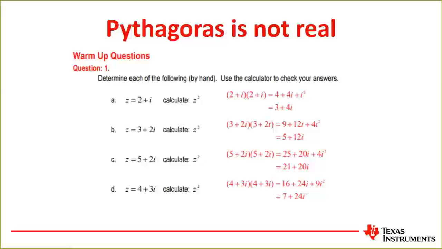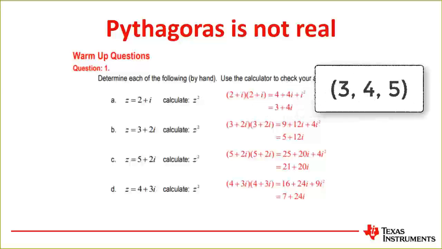At the start of this activity, students are asked to take 4 complex numbers, as you see there, and for each of them, they're asked to calculate z squared by hand, with the resulting work shown on the right-hand side in red. This is an excerpt from the teacher worksheet. In part A, if z is 2 plus i, then z squared is 3 plus 4i, and 3, 4, and 5, if you work out the magnitude, is a Pythagorean triple.